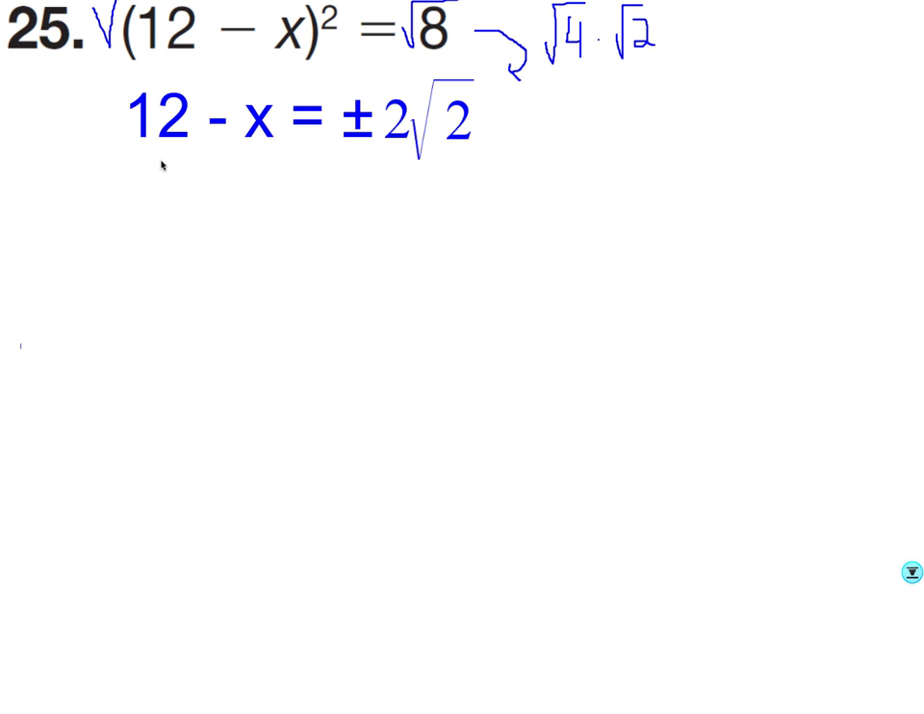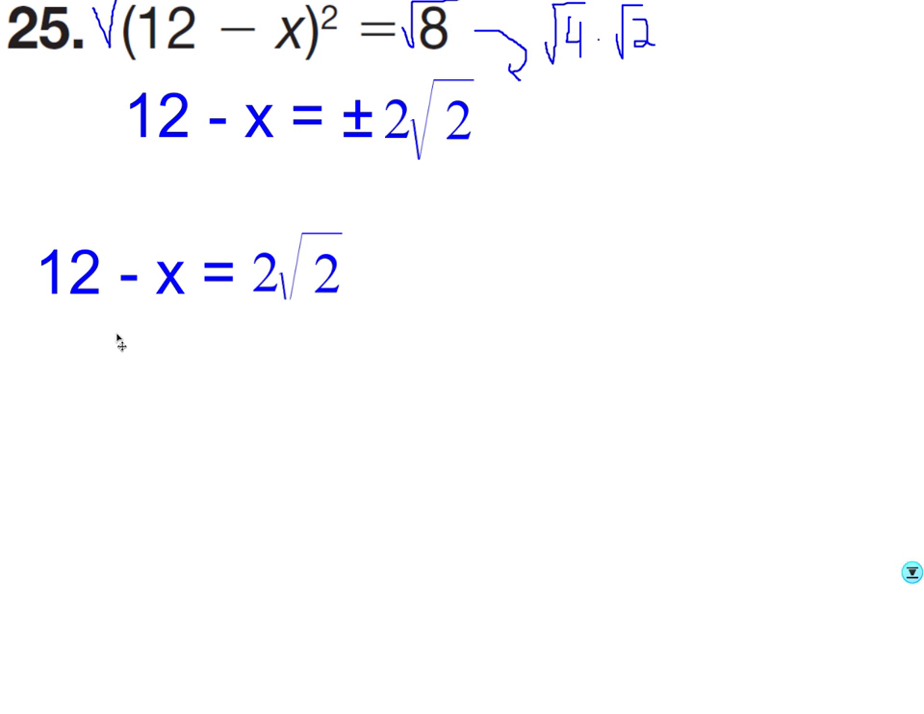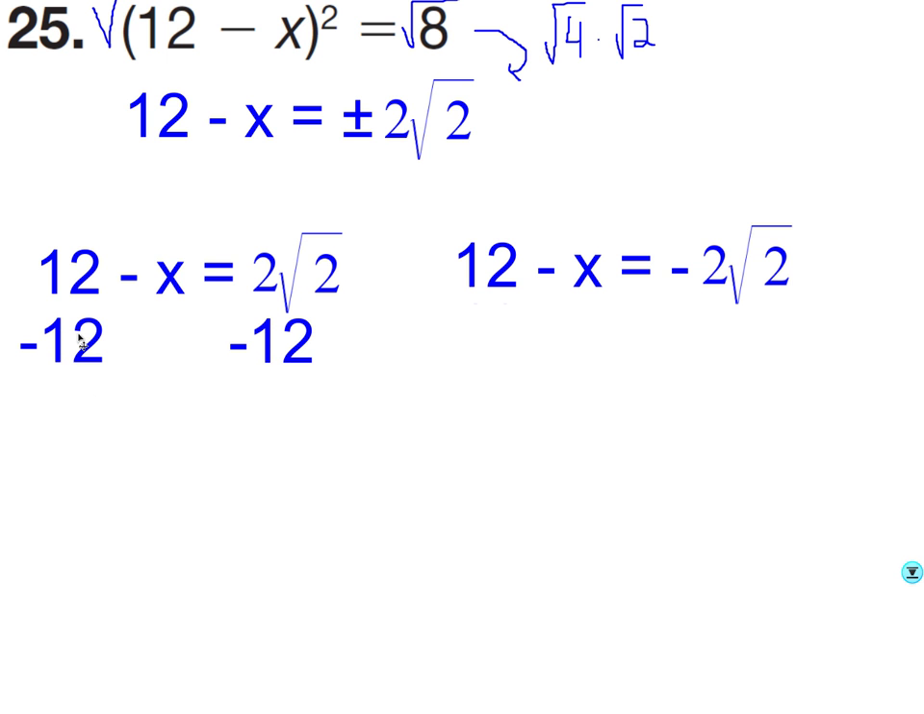Then we break it into our two pieces, like we have been doing. 12 minus x equals a positive 2 root 2, and 12 minus x equals a negative 2 root 2. Subtract 12 from both sides. Here's where the first problem is going to come up. How do you do 2 root 2 minus 12? Can you really subtract that? And the answer is no, you cannot. One is a radical, one is not a radical, and you can't add and subtract things that are not like radicals.